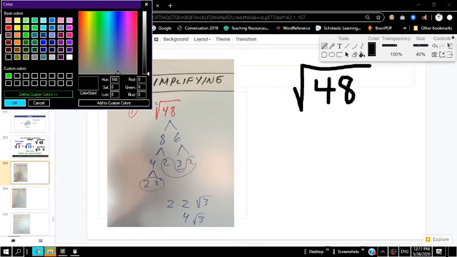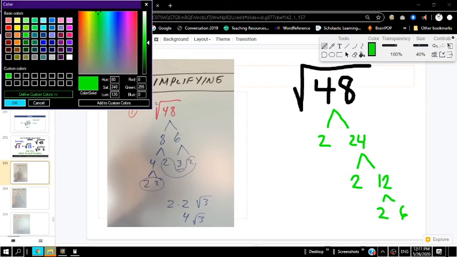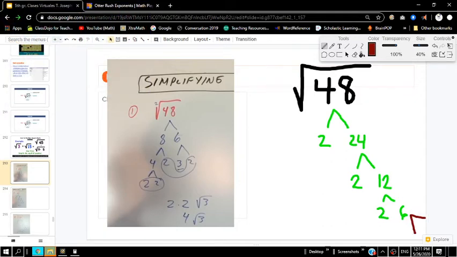For example, we can take 48, which equals 2 times 24. And 24 equals 2 times 12. And 12 equals 2 times 6. And 6 equals, change the color, 2 times 3. Okay, now what we're going to do is try to find the pairs.